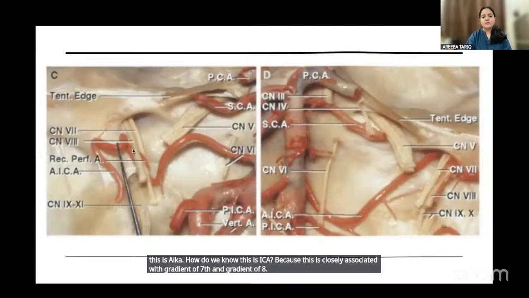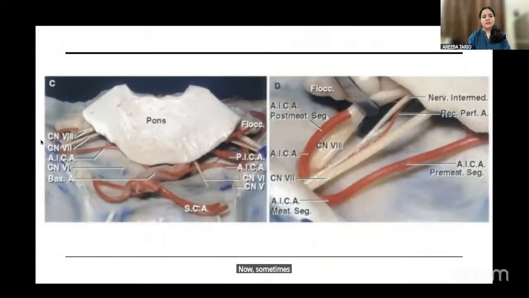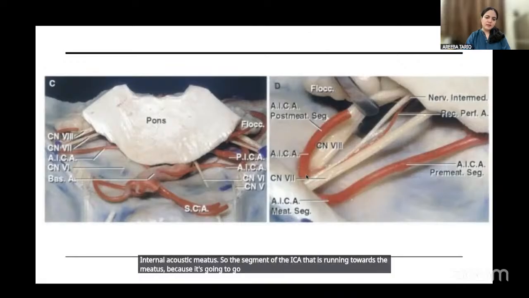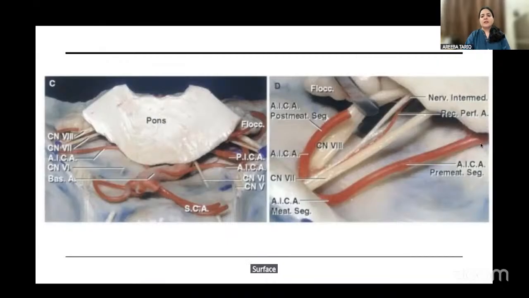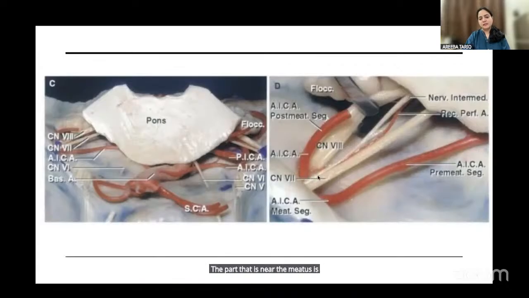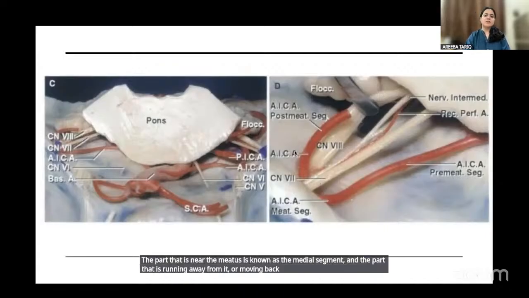Now, sometimes this ICA is further divided into 3 segments as well. What are these 3 segments? These 3 segments are associated with the meatus, the internal acoustic meatus. The segment of the ICA that is running towards the meatus is going to loop around it, and then it's going to supply the surface of the cerebellum. This segment, which is running towards the meatus, is known as the premeatal ICA segment. The part that is near the meatus is known as the meatal segment, and the part that is running away from it or moving back toward the cortical surface is known as the postmeatal segment.